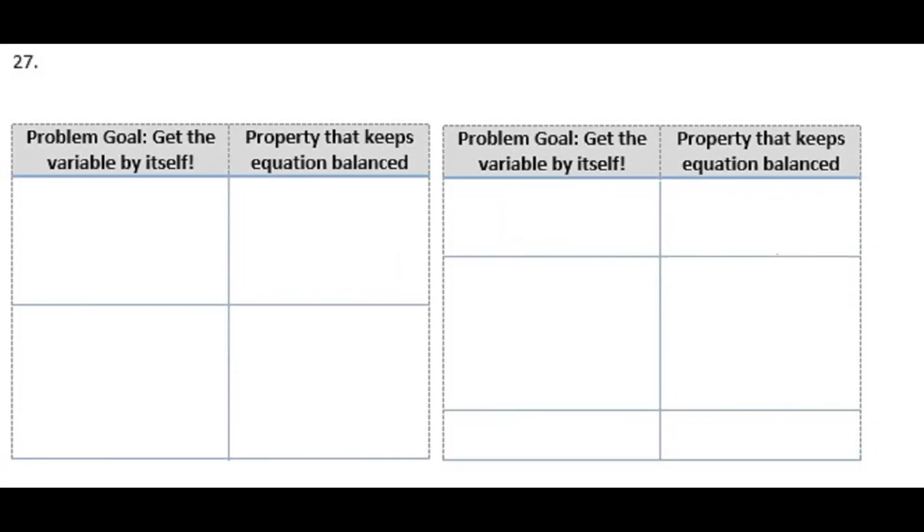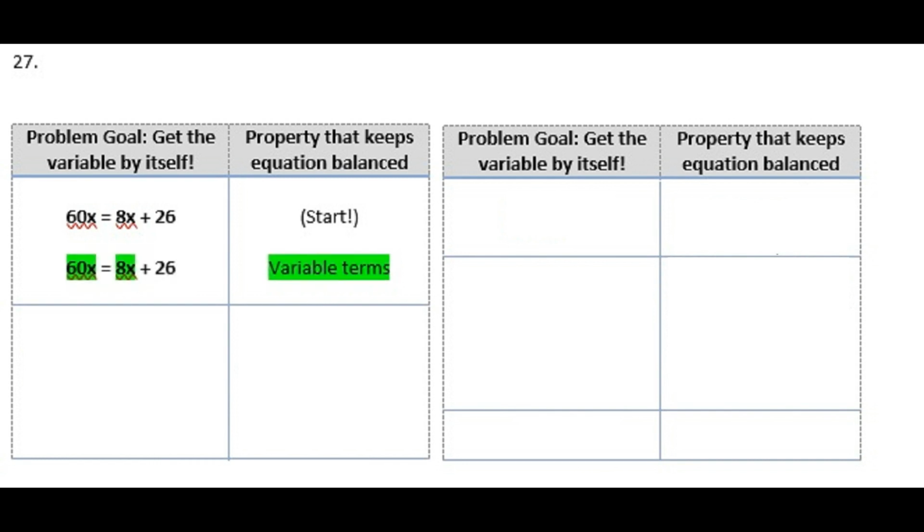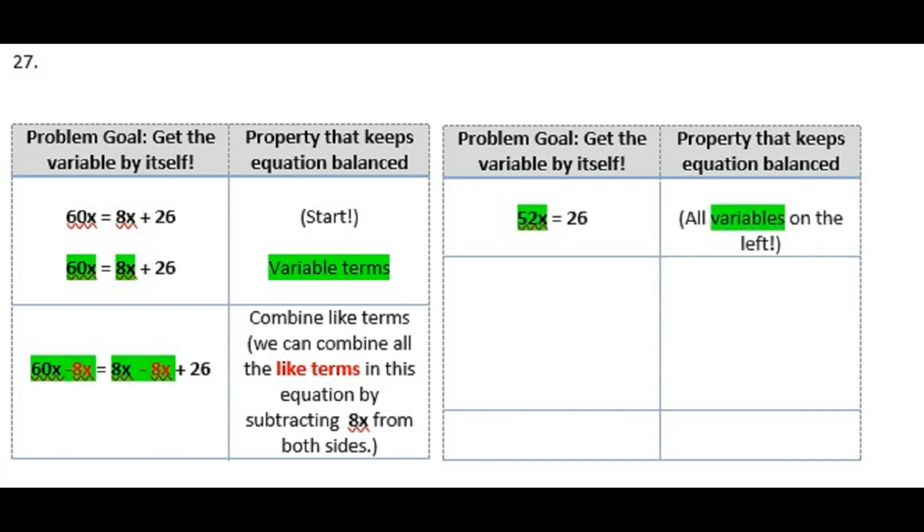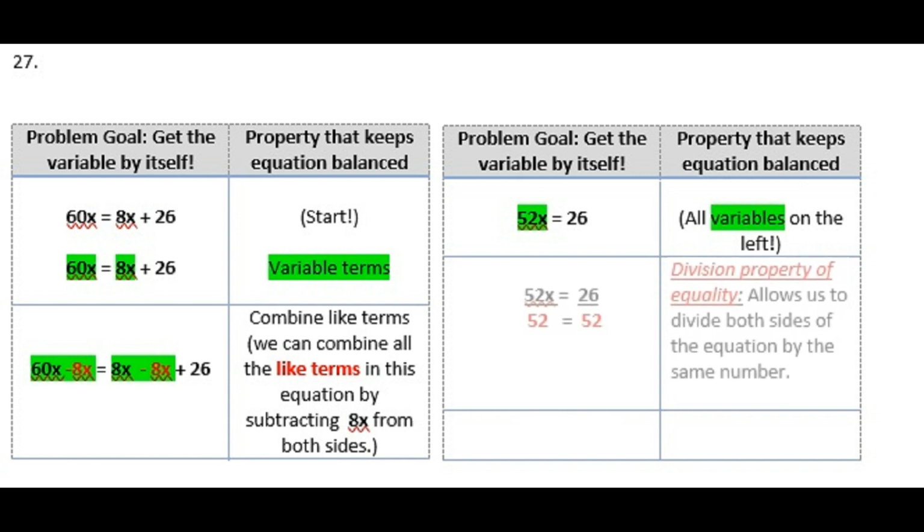So here we go. This one's a slightly shorter problem. So we have 60x equals 8x plus 26. That's the beginning of our problem. We set our pentagon equal to our triangle. The only thing we have here are our variable terms, and we only have one constant term. That's going to make it a little bit easier. So let's subtract 8x from both sides, and that'll put all our variables on the left. 52x equals 26. All our variables are now on the left.